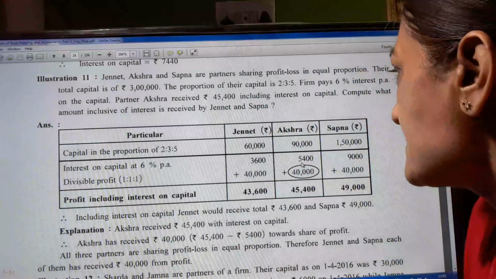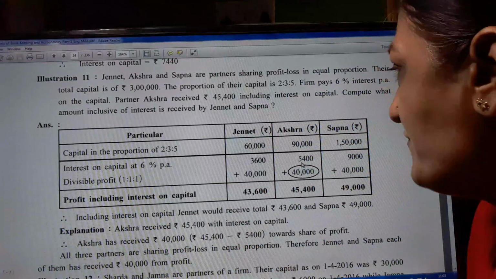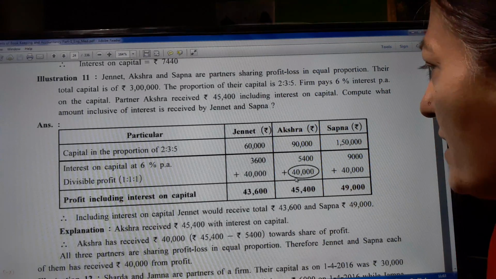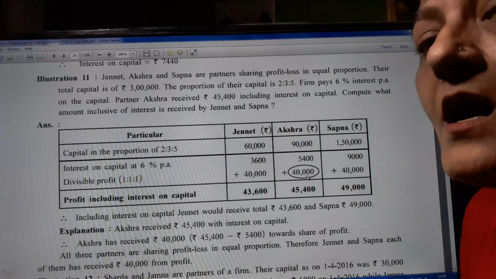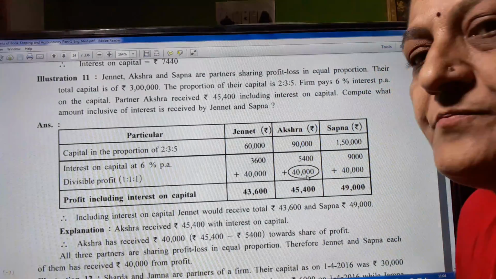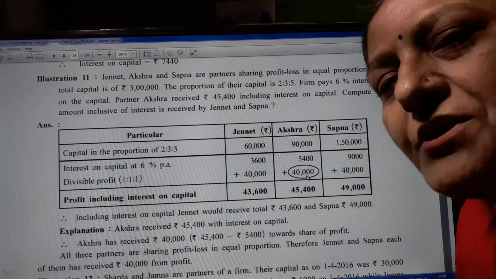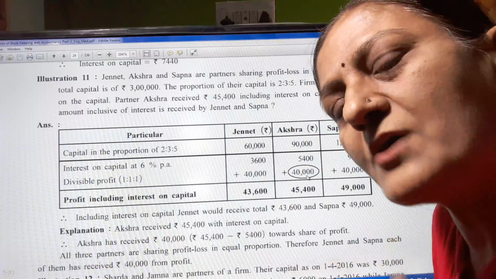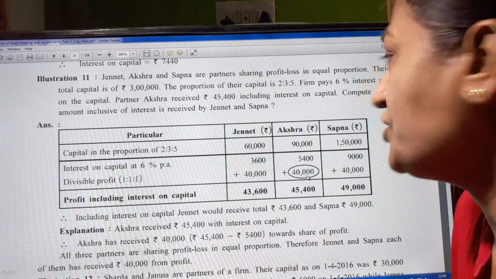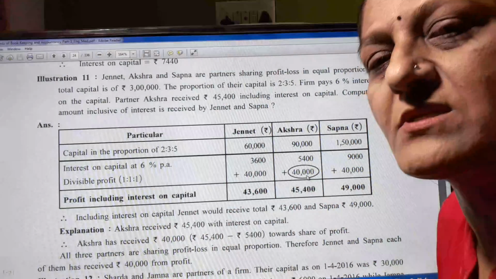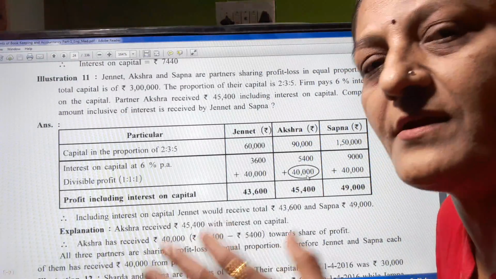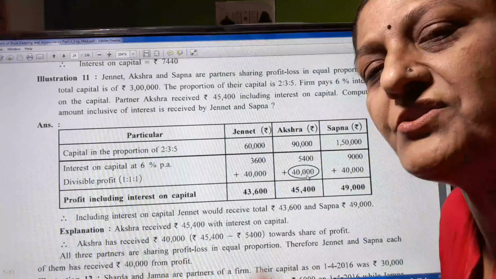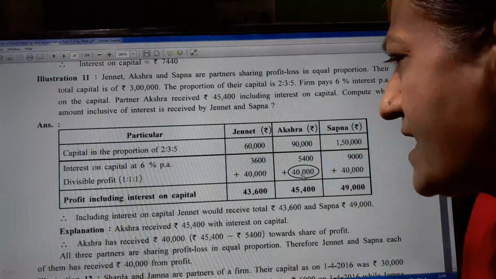45,400 minus 5,400 interest, then we get the amount 40,000. It is the profit share of Akshara. If Akshara's share is 40,000, then in our sum it is given that there is equal distribution of profit. So Jinit and Sapna's share is also 40,000 each, because the profit sharing ratio is given equal.